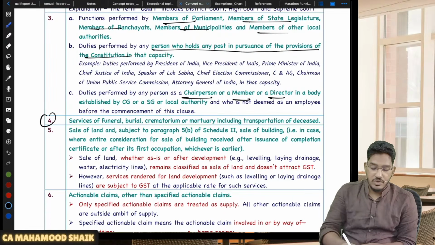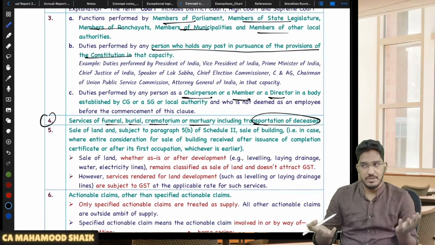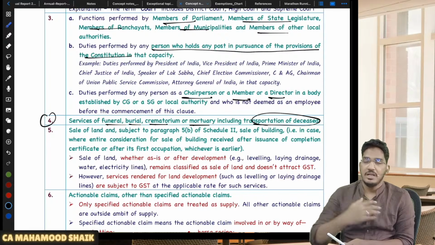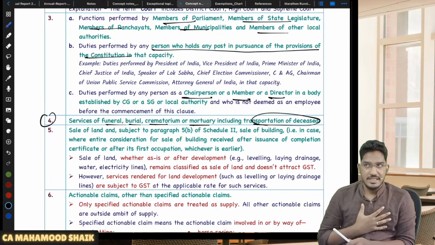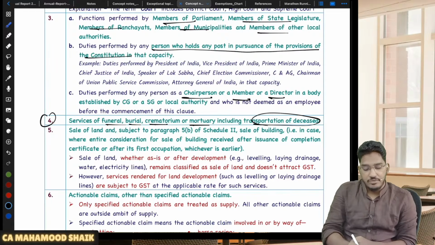Then services of funeral, burial, crematorium, mortuary, including the transportation of the deceased. When the person is alive, anyhow, government is torturing him to pay tax on this, that, everything. From the day the baby is born, from the day you have landed on this earth till the time you die, you keep on paying the GST. Government told, at least when the person dies, let him rest in peace. We don't want to collect any GST from him. So that's why they have told services.